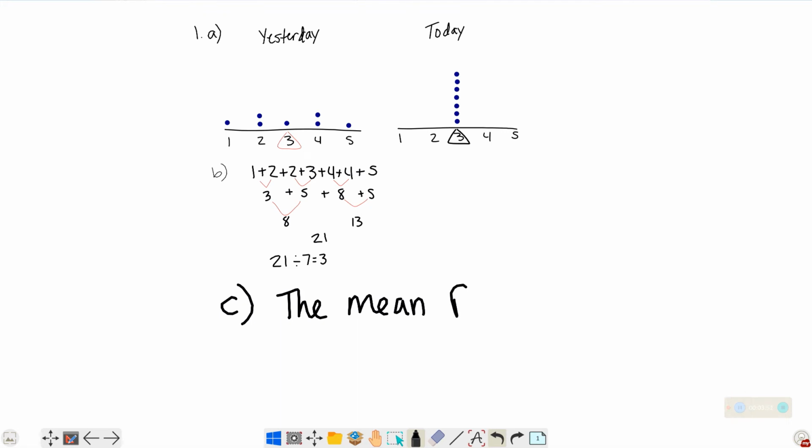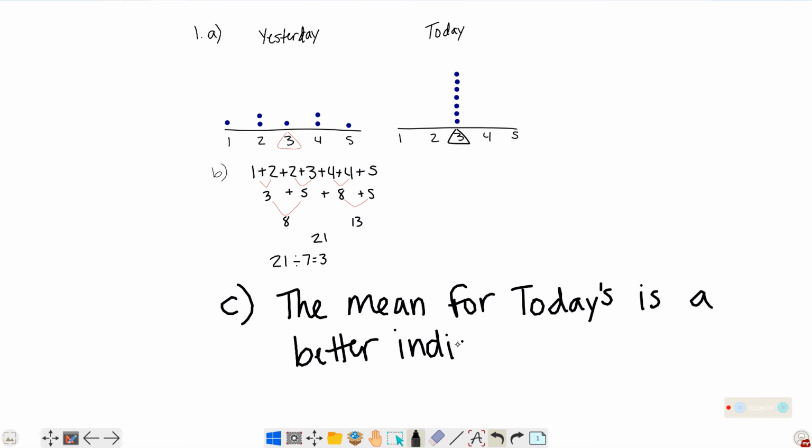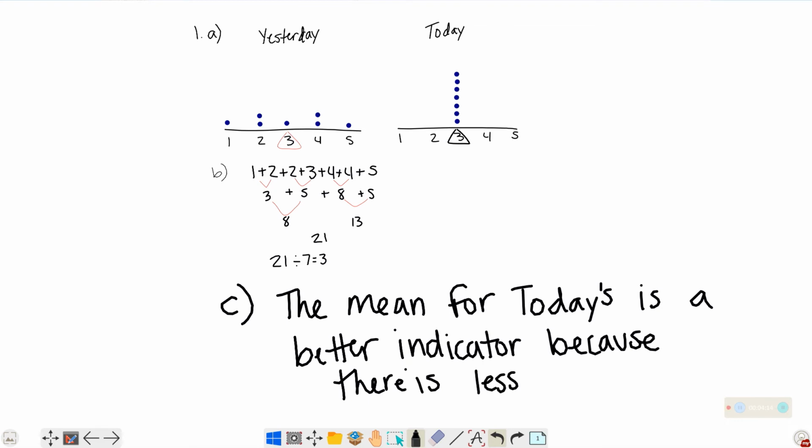The mean for today's is a better indicator because there is less or no variability. None is definitely less than some. So, the mean for today's is a better indicator than it would be for yesterday's.